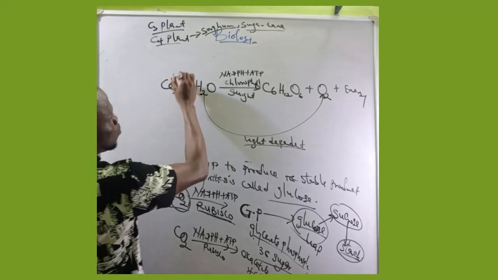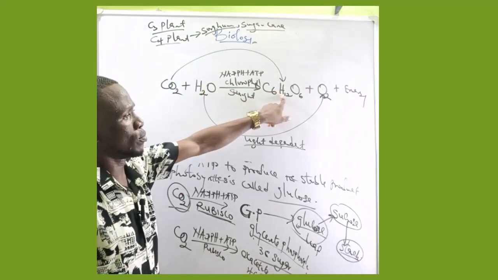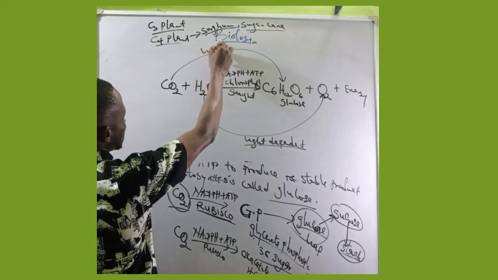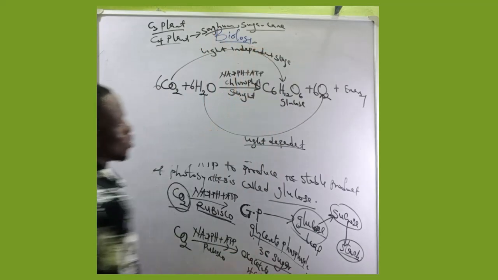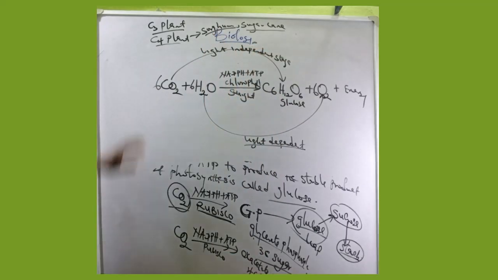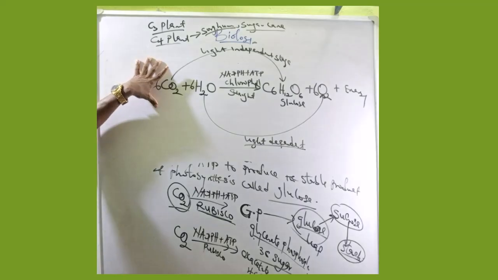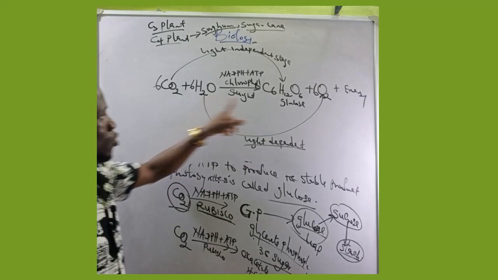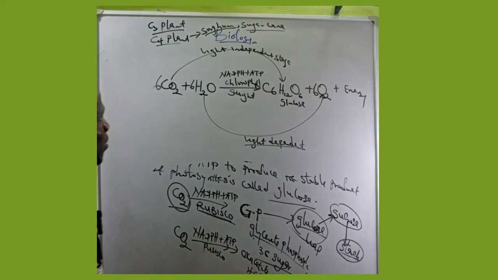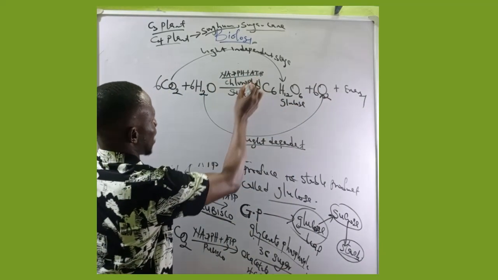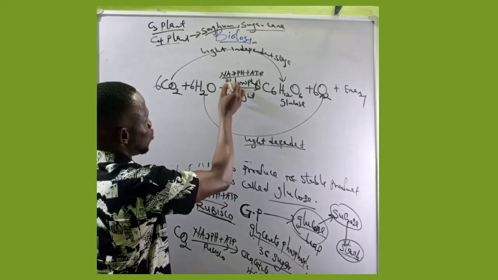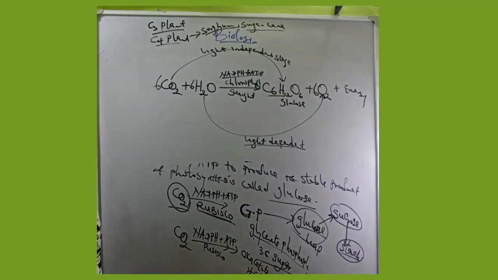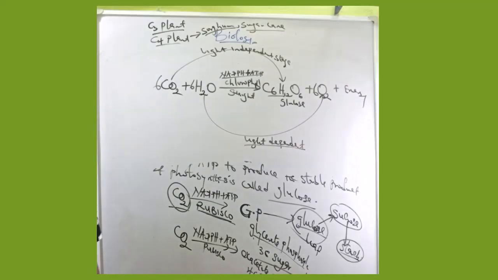Meanwhile, the CO2 is used to form the glucose at the light independent stage. The equation is balanced. So this is the photosynthetic process. This part is the light independent stage. Water to oxygen is the light dependent stage. These are formed at the light dependent stage and are used at the light independent stage to produce this. Does that make sense to you? Thank you and God bless you.